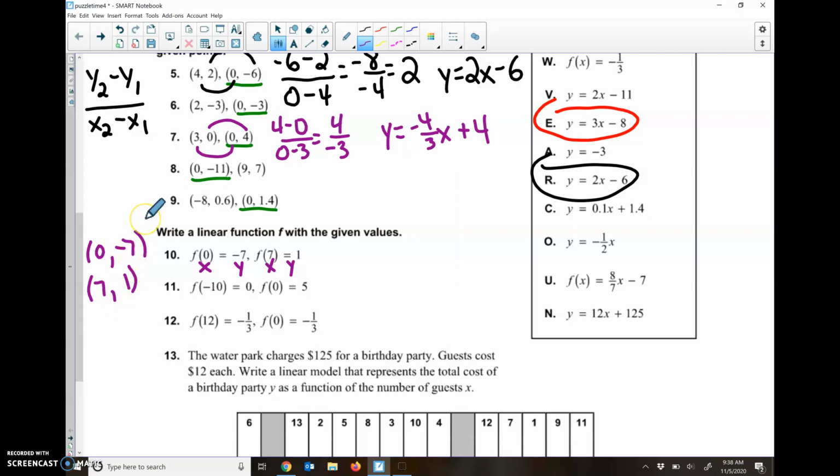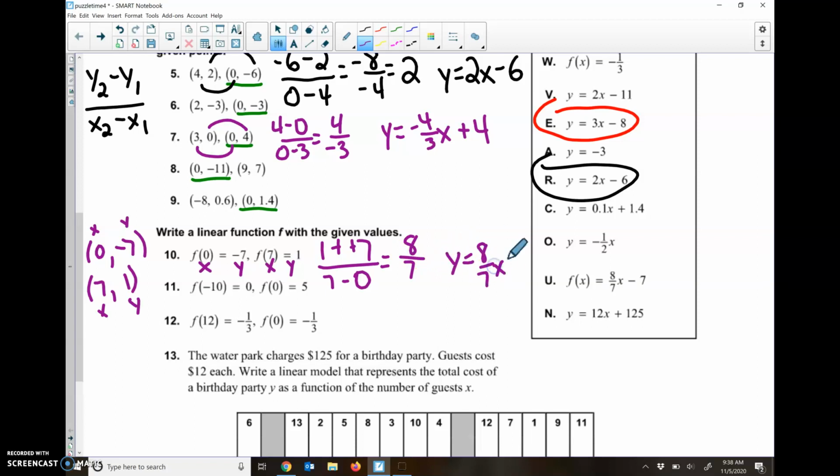So if I look at number 10 here, I'm going to do 1 minus a -7, subtracting my y's. And then if I subtract my x's, 7 minus 0. So 1 minus a -7. Since it's a negative, it turns into a plus. So 1 plus 7 is 8. 7 minus 0 is 7. So I know my slope is 8/7.